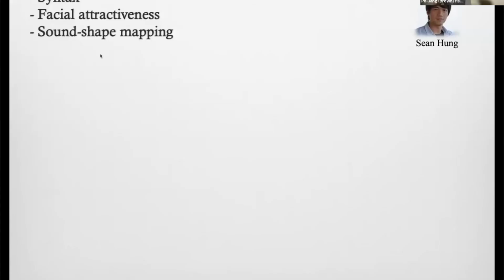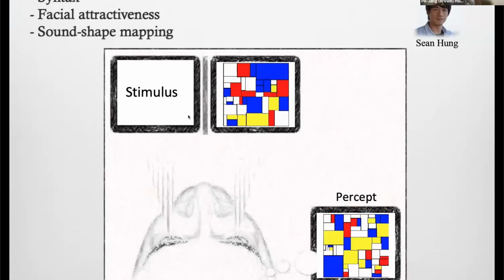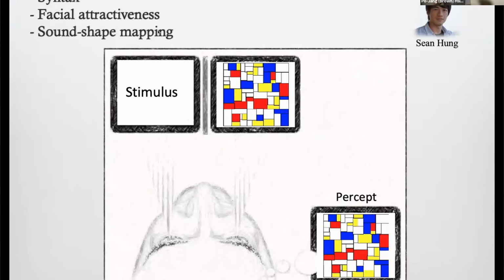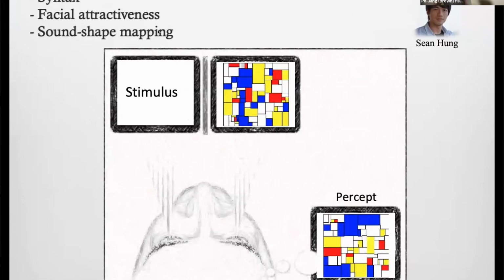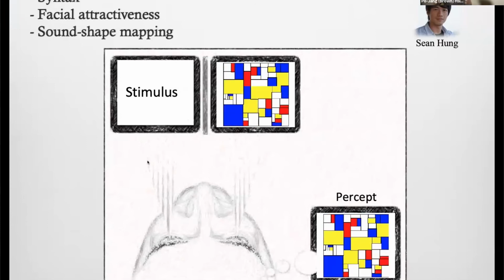Okay, and after we discovered this finding, one of my students, Sean, decided to test other kinds of information to see if we can process this information unconsciously. So he tested a few things like syntax, facial attractiveness, and sound shape mapping. Basically he's using the same paradigm, continuous flash suppression. A little bit different is that he is actually measuring the time it takes to break.